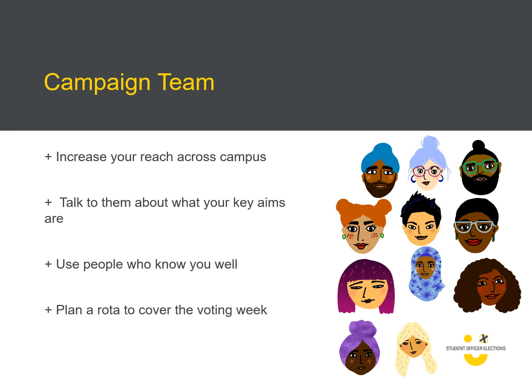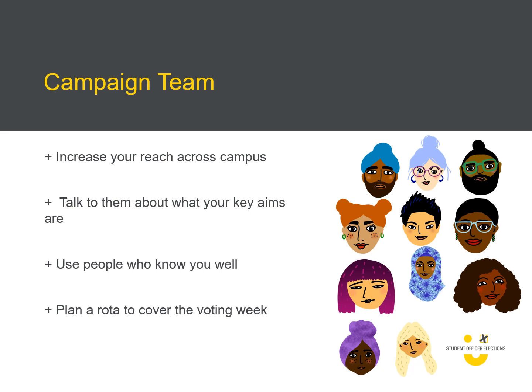Make sure you take the time to tell your campaign team exactly why you're running, what you aim to do, and why students should vote for you. Keep it positive and focused on you and your campaign. This can help your campaign team when they are talking to students about why they should vote for you. Ask people who you know so they can talk about how great a person you are.